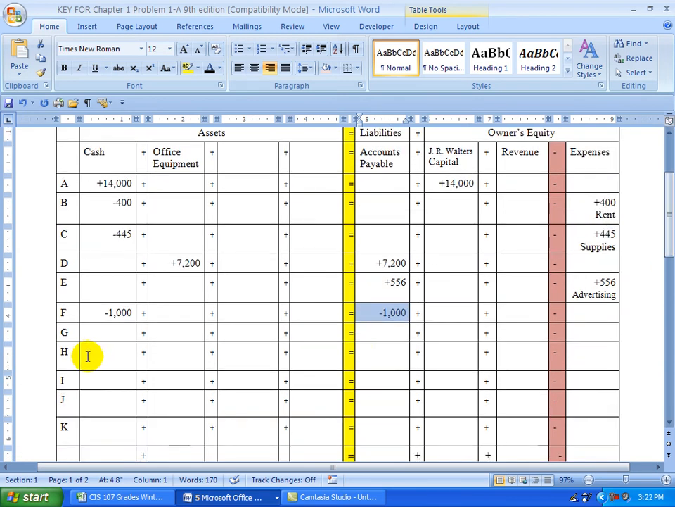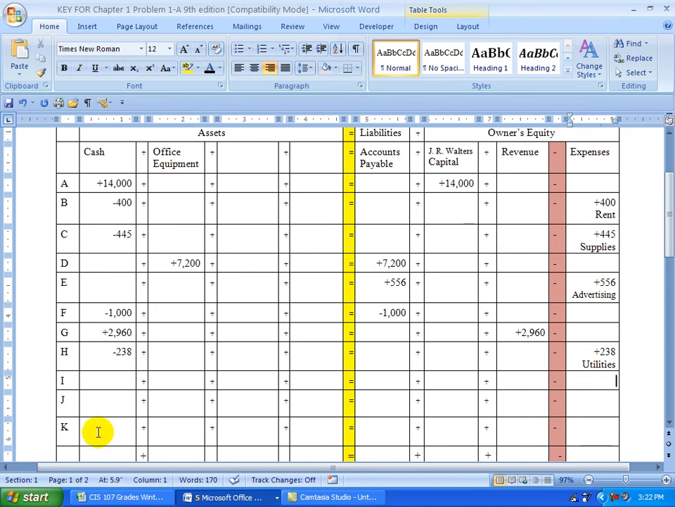Looking at letter G, we sold services for cash. In letter G, our cash then is getting bigger. And our revenue account, because we've made a sale, is getting bigger. So we're in balance. Looking at letter H, we received and paid the bill for utilities, $238. So we've written a check. So in letter H, our cash is going down. And this is for an expense, so we go to the expense column. Anytime you record an expense, it's going to get bigger, and we're going to label it utilities.